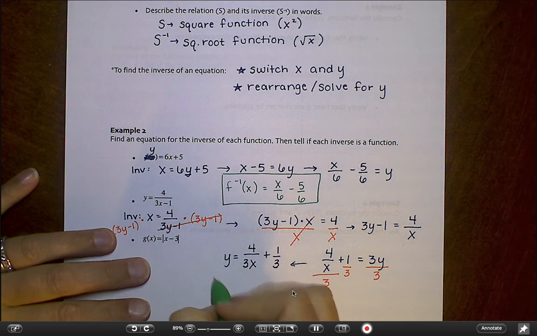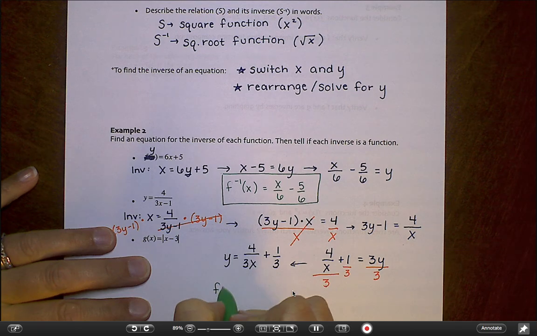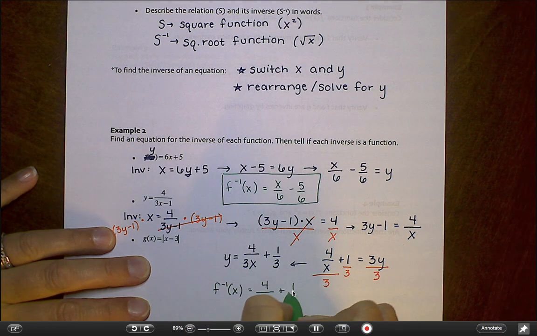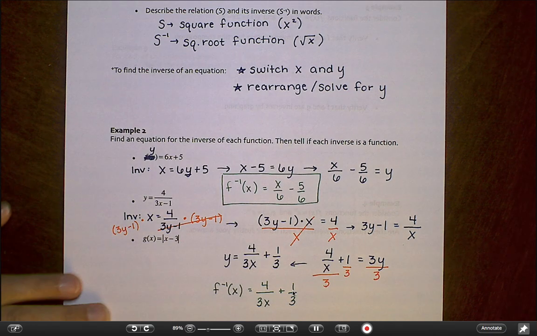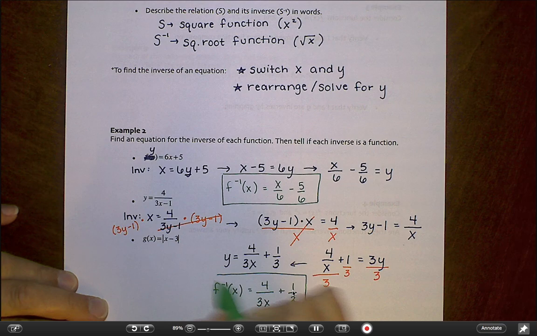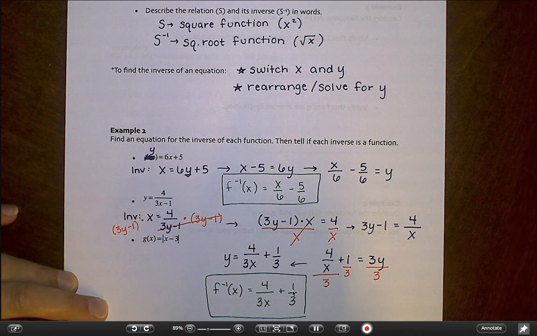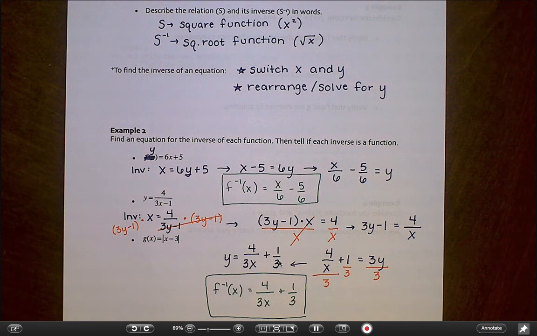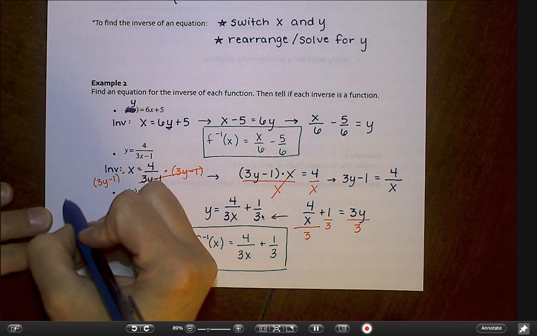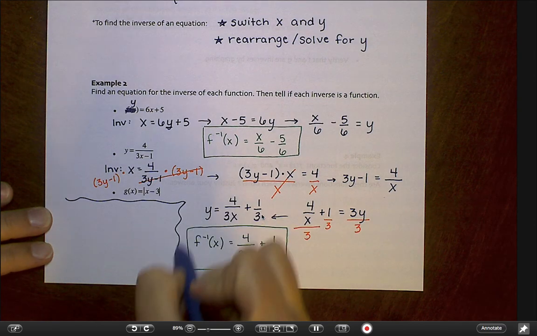And again, I could rewrite this as the inverse of x equals 4 over 3x plus 1/3. So really the inverse part is not the hard part. It's the algebra of solving back for y that sometimes can get a little bit tricky. All right, so that problem took up quite a bit of our space there, but we can still get that third problem in here. This one's going to be a little bit easier, actually.